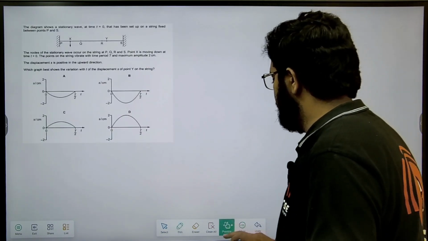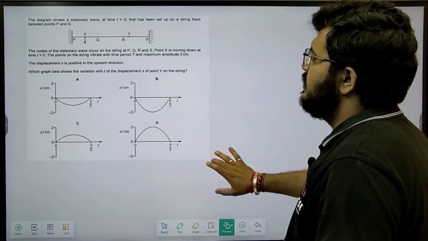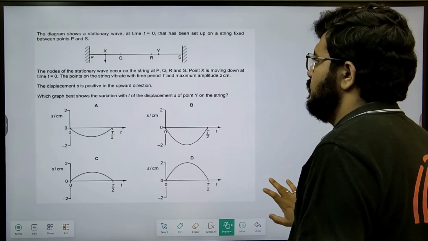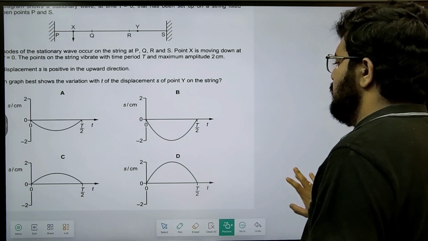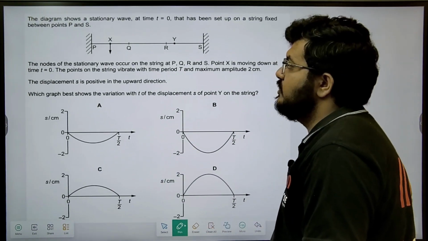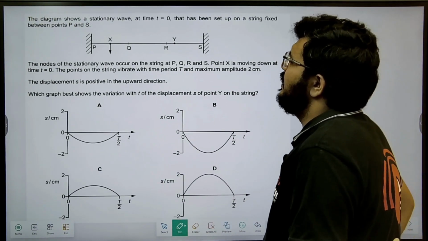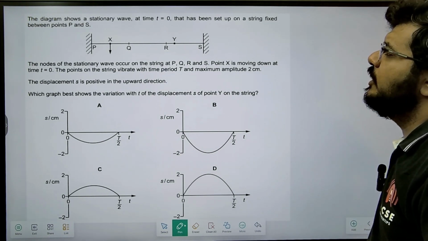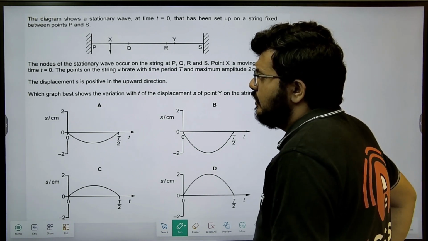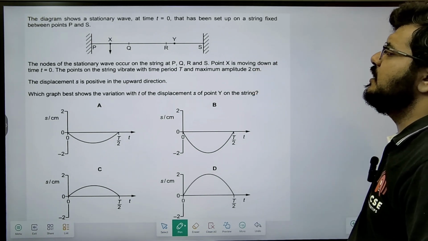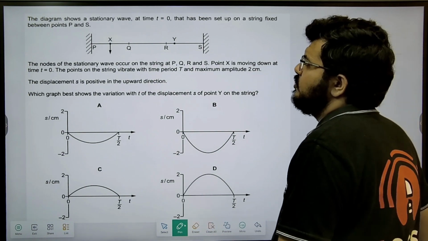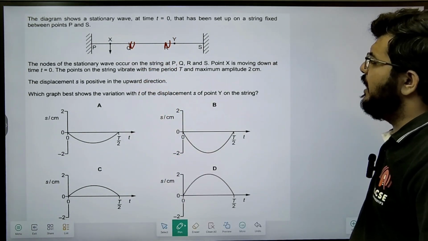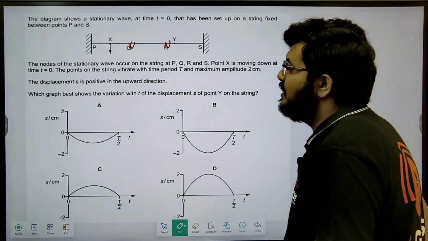Then we have the next question. It says the diagram shows a stationary wave at time t equal to 0 that has been set up on a string fixed between points P and S. The nodes of the stationary wave occur on the string at P, Q, R and S. So these will not move. These are nodes.